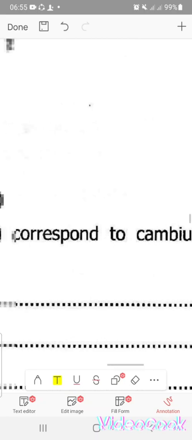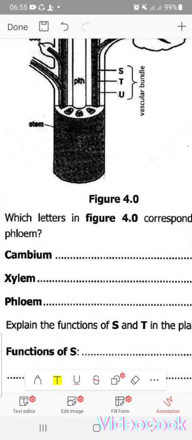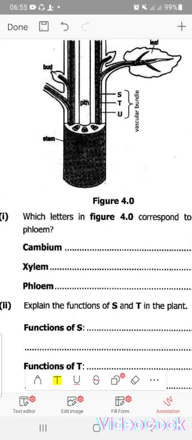Need to zoom in so that you look there free. What's happening there? Okay, we have the structure U, S, and T. We have the bud, stem, and the pith inside there. We have the leaf.